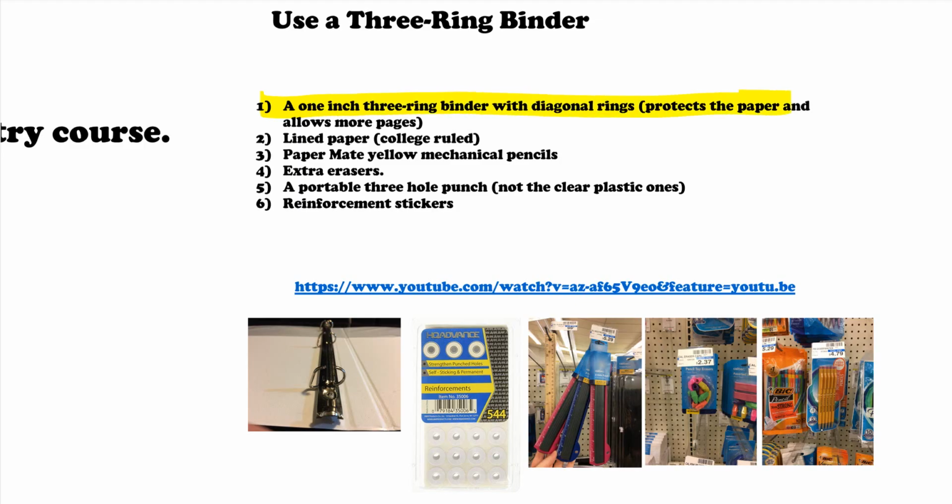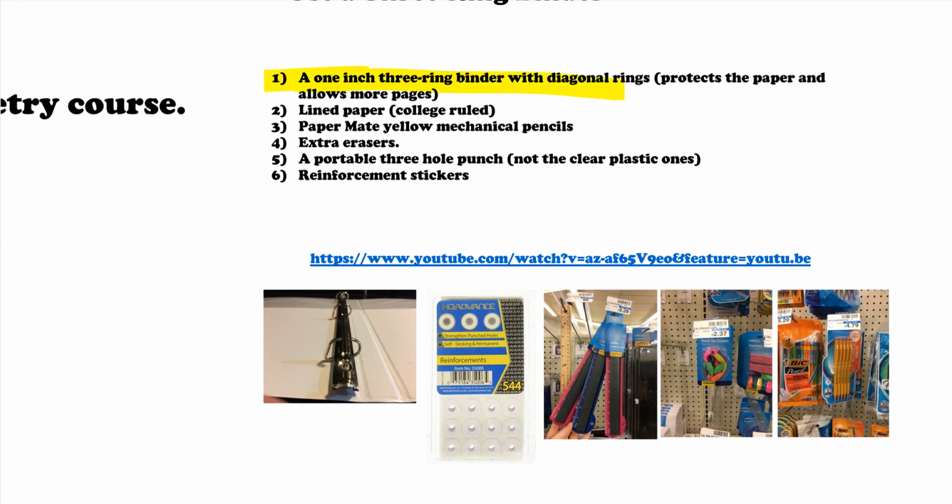So you need a binder that is 1 inch thick. You don't want a binder that's really big, because if you drop it, it'll get damaged. And you don't want a binder that's too small, because then you won't be able to fit enough paper in it. And you want a three-ring binder that has diagonal rings. The binders that have circular rings will damage the paper, and those binders don't hold as much paper as the diagonal rings. Why they're still making binders with circular rings, I don't know. It probably has something to do with a copyright rule or something, or a patent.